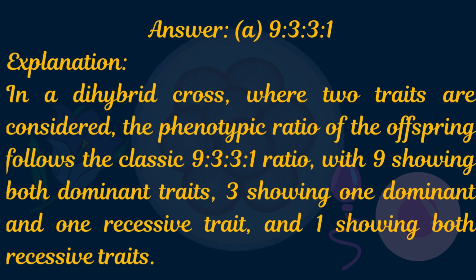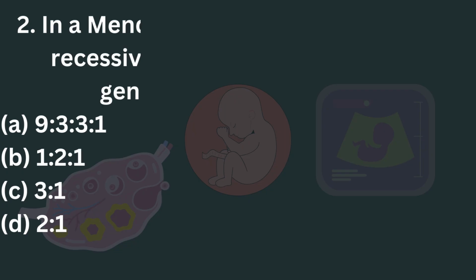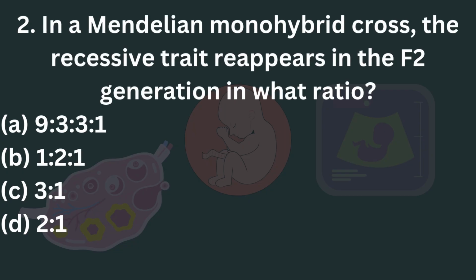Explanation. In a dihybrid cross, where two traits are considered, the phenotypic ratio of the offspring follows the classic 9, 3, 3, 1 ratio, with 9 showing both dominant traits, 3 showing one dominant and one recessive trait, and 1 showing both recessive traits.